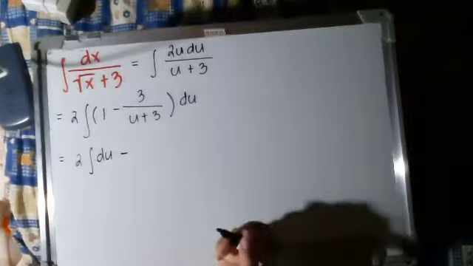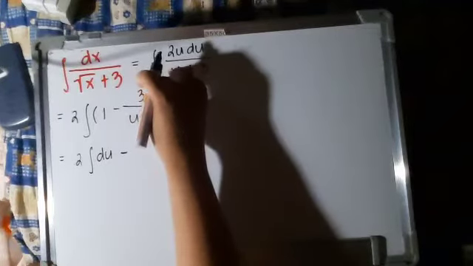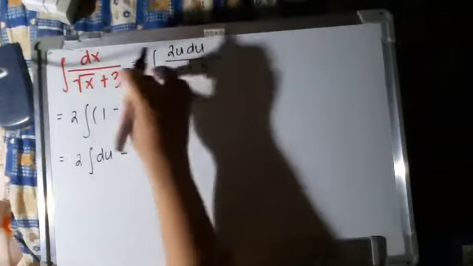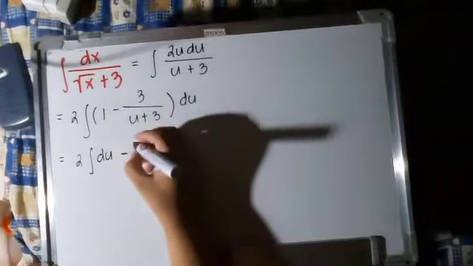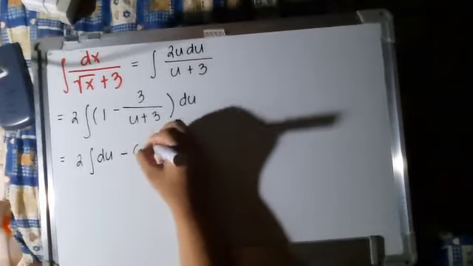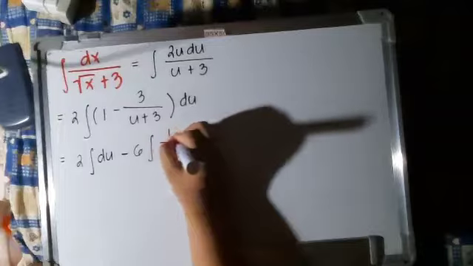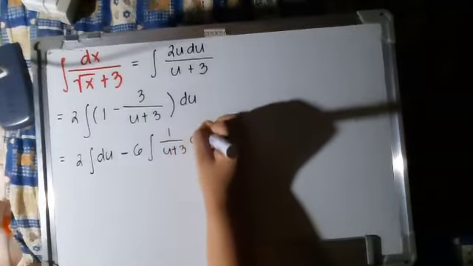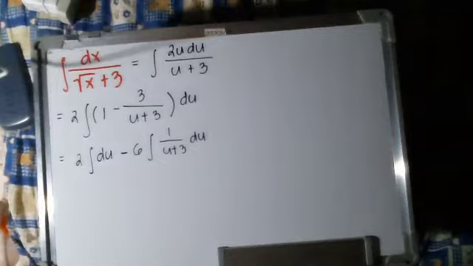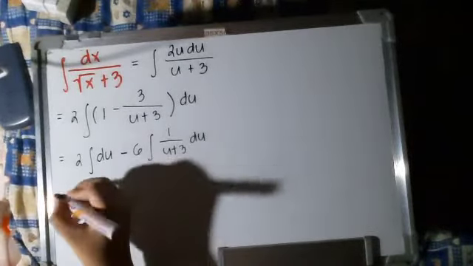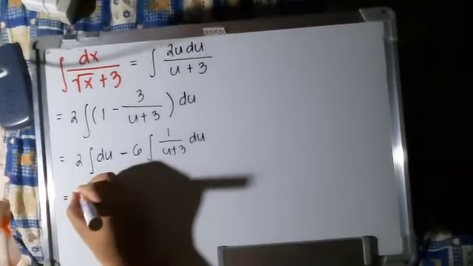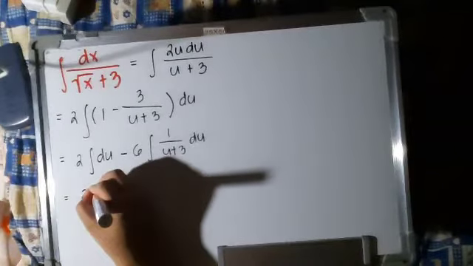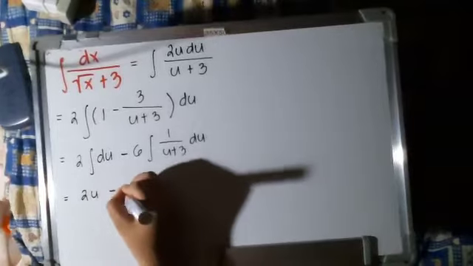Minus, since itong 3 ay constant, pwede naman natin siyang ilabas. So, 3 times 2, that is 6. Integral of 1 over u plus 3 du. So, etong part na 'to, pwede na nating integrate. So, this will be equal to 2, then the integral of du is u, minus 6.